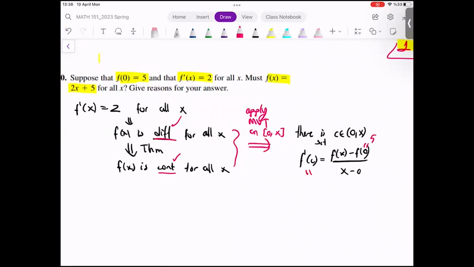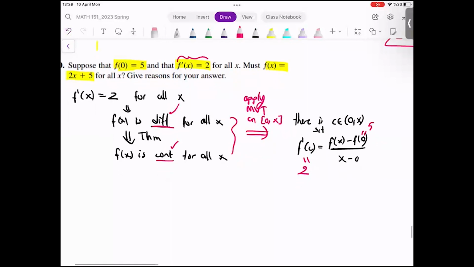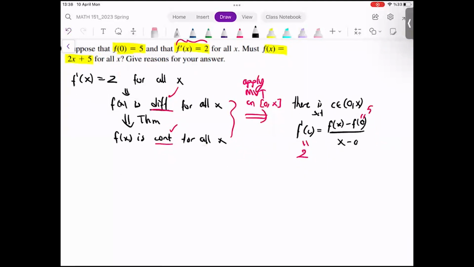This first derivative function is a constant function. No matter what value you insert, it is always 2. Sorry, you see, it is a constant function, always 2. So what do you have here then? 2 equals (f of x minus 5) divided by x.